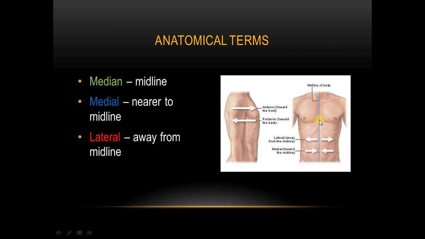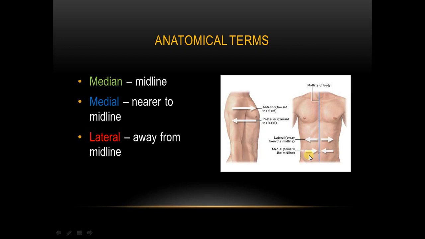Next, when a structure is exactly in the midline, it is called median. For example, your sternum is exactly in the midline. Your chin is actually in the midline. Now, when we refer to a structure as medial, that means it is nearer to the midline. So medial means nearer to the midline, and the opposite of medial is lateral, which means it is away from the midline.